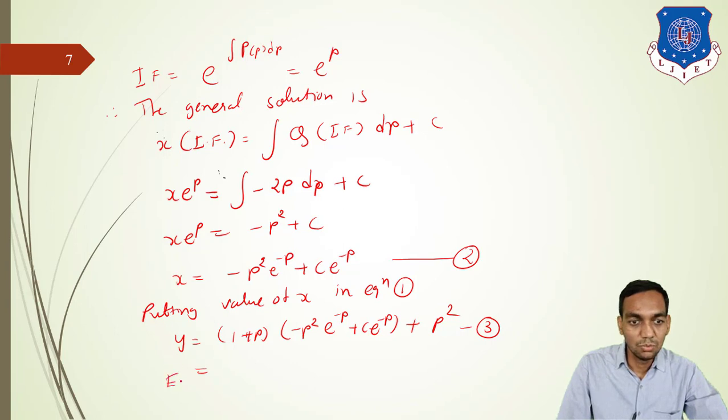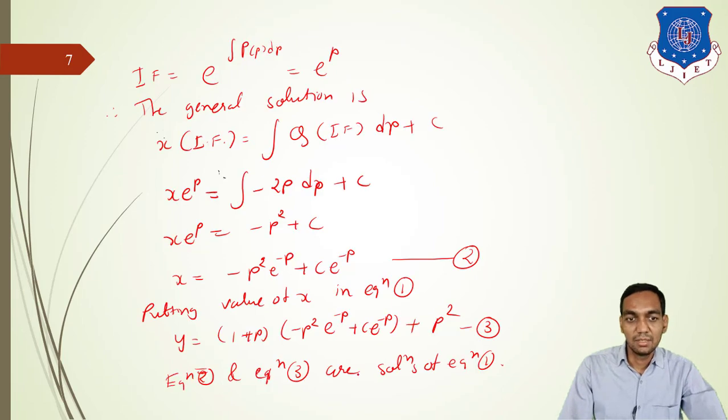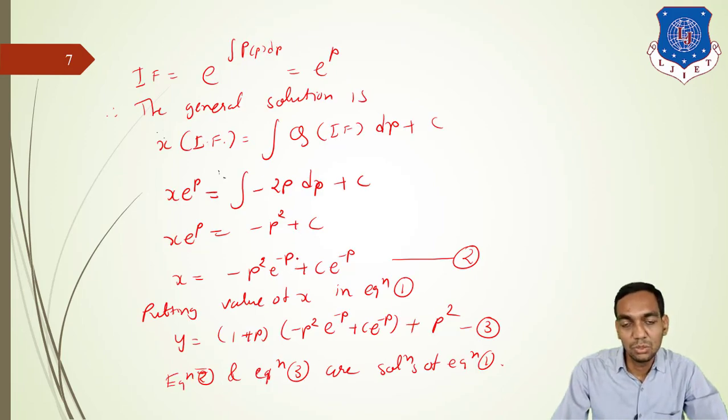So equation 2 and equation 3 are the solution of equation 1. See, here you cannot eliminate p from equation 2 and equation 1, correct? That's why we have written the answer in parametric form, as e raised to p cannot be simplified in the form of x. Done? So this is the answer of your given differential equation.